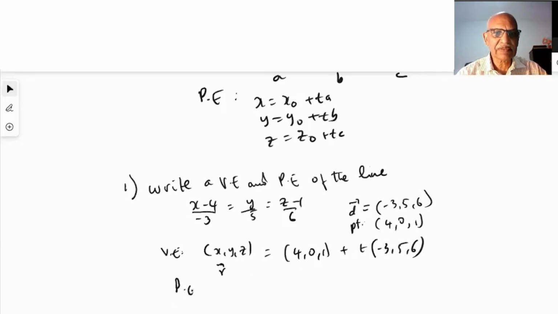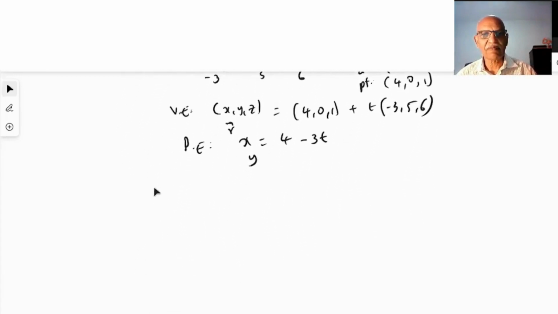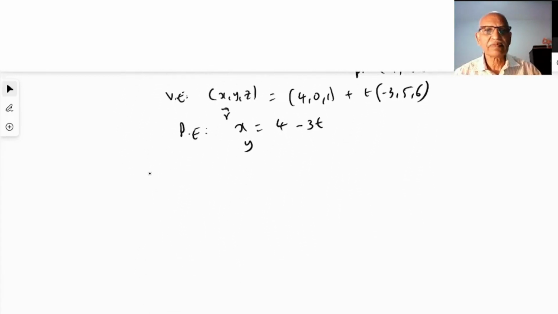The parametric equations will be x equal to 4 plus minus 3t, y equal to 0 plus 5t, z equal to 1 plus 6t.